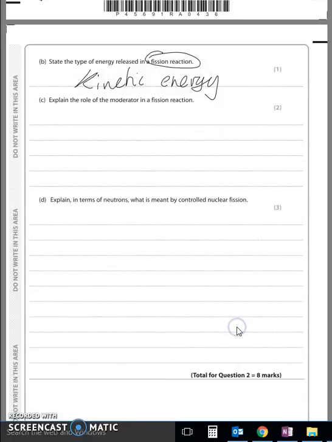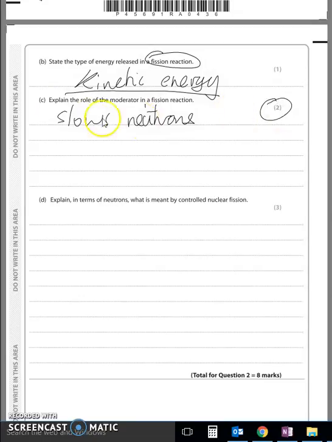Explain the role of a moderator in a fission reaction. Well, we know from what they've just said about the fission reaction, you're going to get kinetic energy out. So what does a moderator do? It slows the neutrons. It's going to slow those neutrons down, or you can say reduces the kinetic energy of those neutrons. Okay, this is a 2-mark question. It's an explain, so we need a because in there as well. Or in this case, I'm going to say as it allows fission to continue.